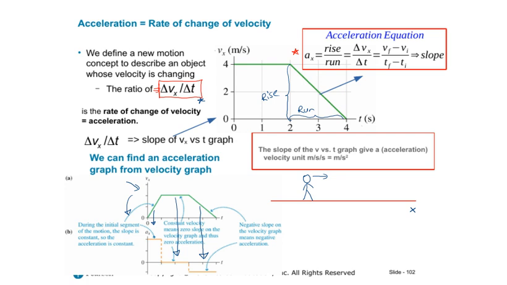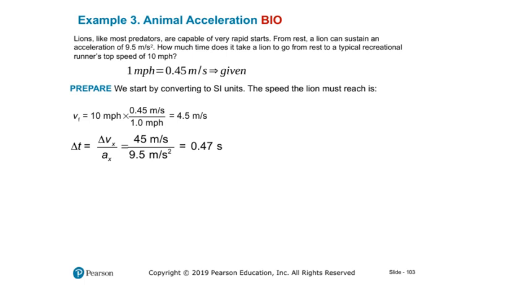Constant slope, uphill, positive: constant acceleration, positive. The exact value equals the slope. Zero slope, zero acceleration. Constant slope, negative, smaller than the first section: constant acceleration, negative. And I can draw my acceleration versus time graph using that.